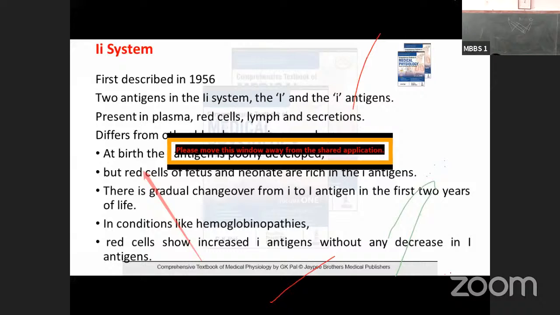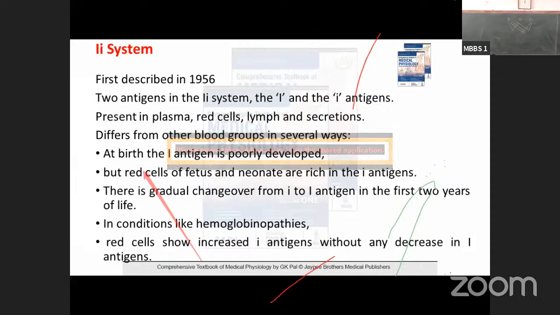Red cells of the fetus and neonate have small i antigens. They change from i to I antigen in the first 2 years of life. In hemoglobinopathies, the i antigens increase. What is the importance of this? I system, hemoglobinopathies.